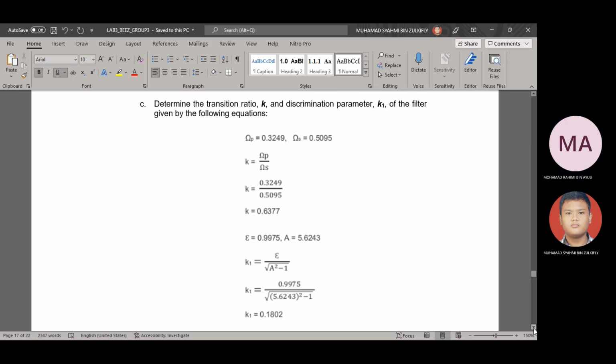Okay, for number C, determine the transition ratio K and discrimination parameter K1 of the filter given the following question. So from here, omega P is equal to 0.3249 and omega S is equal to 0.5095. So we put it into the formula K is equal to omega P over omega S, and then we got K is 0.6377. So for the next, for K1, K1 is equal to epsilon over square root of A squared minus 1. So we just insert the values, and then for K1 we got the answer 0.1802.